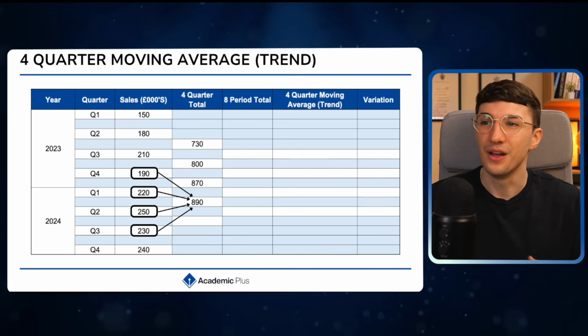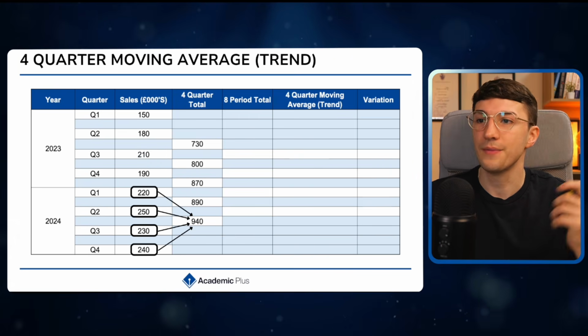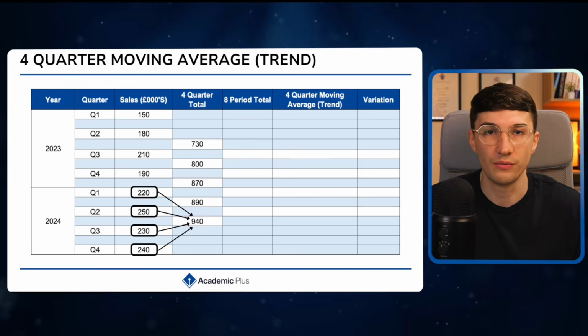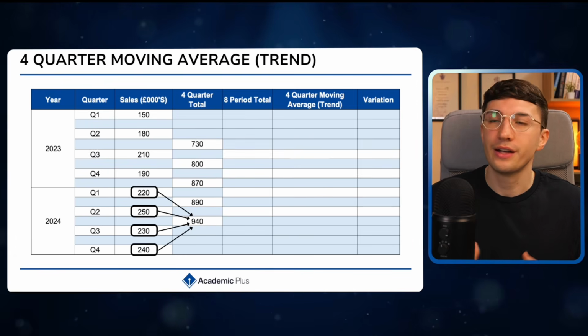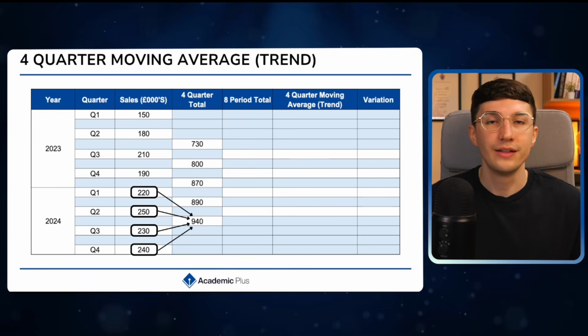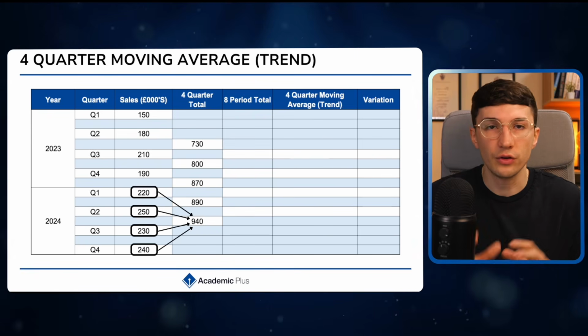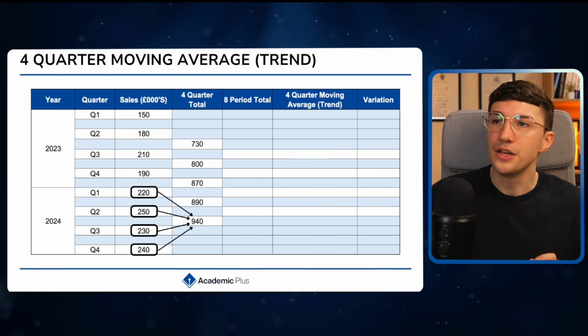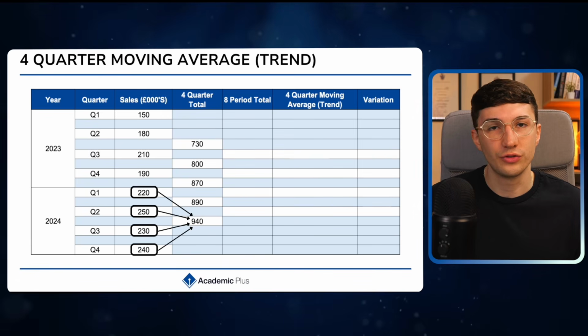Then we do that again to get us a total of 890 and finally to get us a total of 940. And then what we want to do is calculate the 8-period total. Now, we're not doing any averages just yet, so we're not dividing it by anything. But on there you can see we've got 5 4-quarter totals.